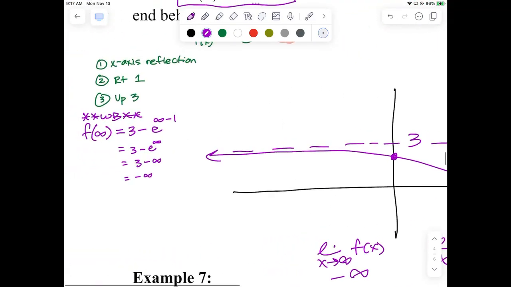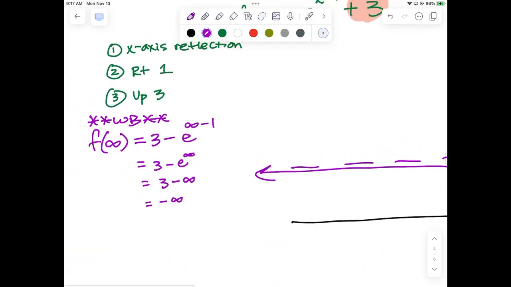Yeah. So we can't plug in infinity per se, but I can plug it in mentally and just think of it as a limit, right? When I say f of infinity, I really mean the limit as x goes to infinity. Okay, let's see what happens if I do the other one.